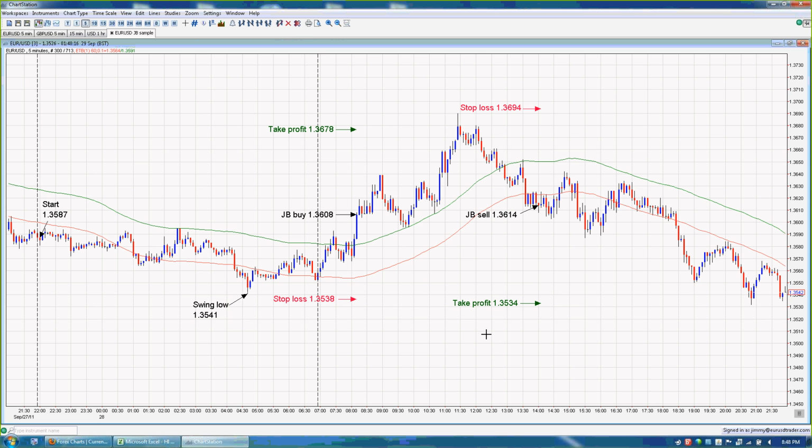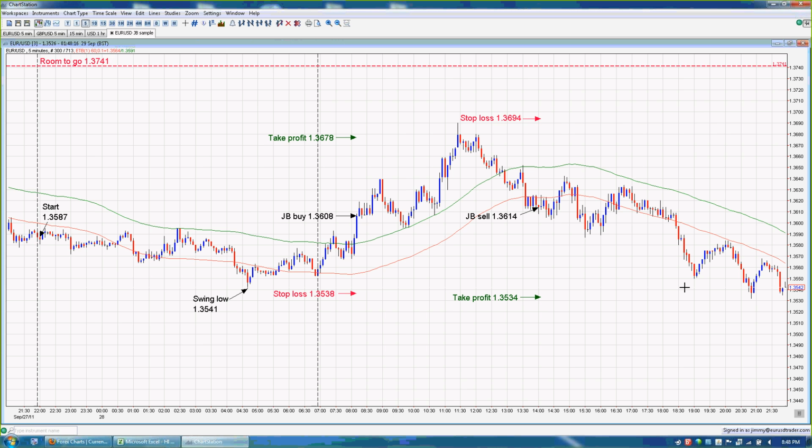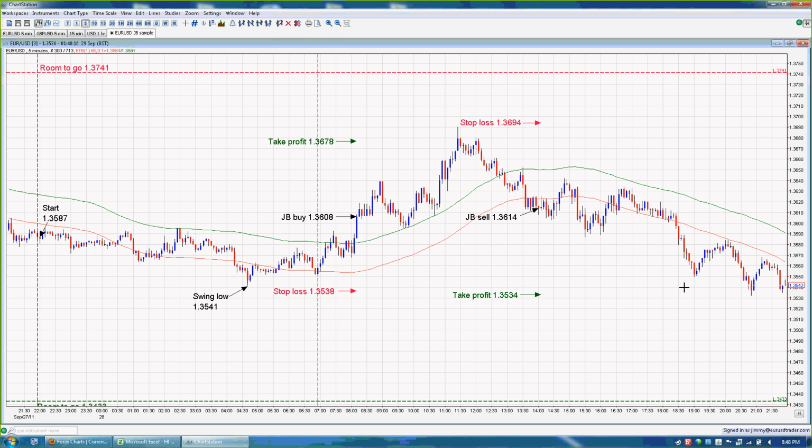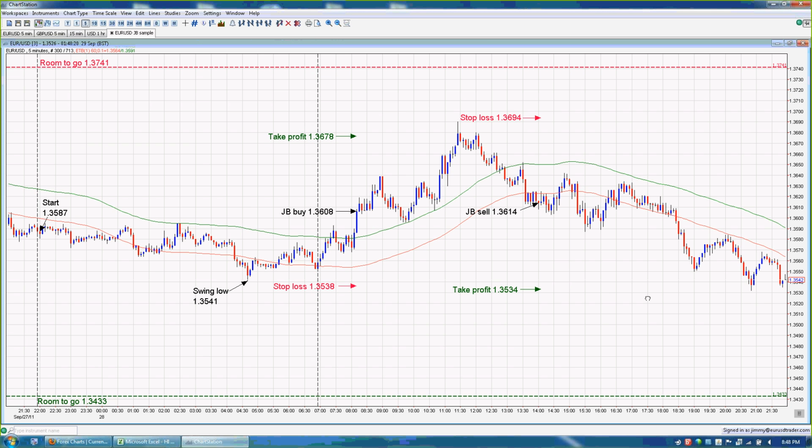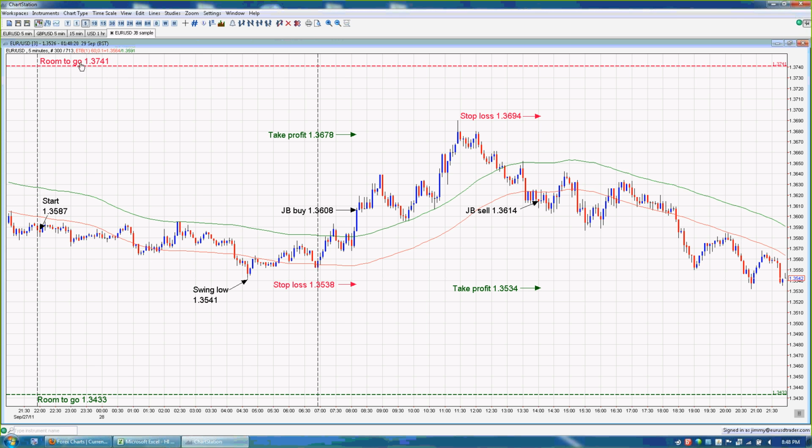And what's missing here is we can't see our room to go numbers. So I'm going to hit shift, and I'm going to move my scroll so that I can get them in there. So there's our room to go on the bottom, the room to go on top, and room to go on the bottom, so we can see the perspective of the entire day and how it worked out. Now this is picture perfect.